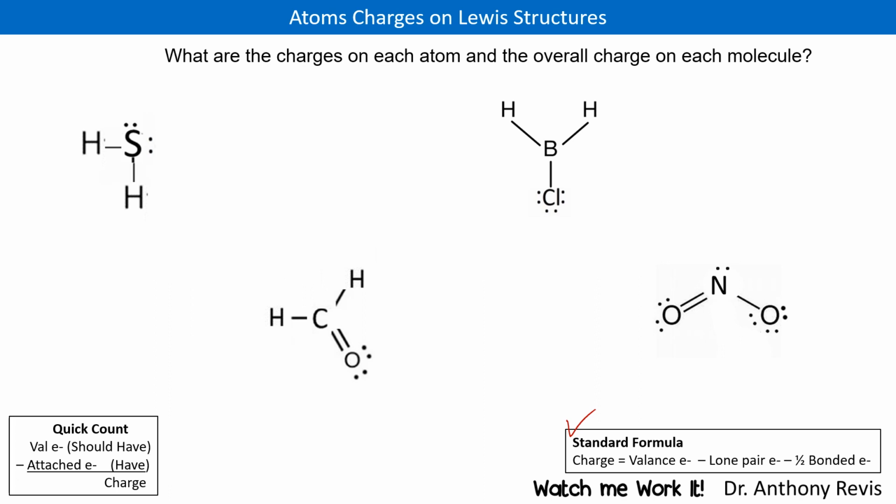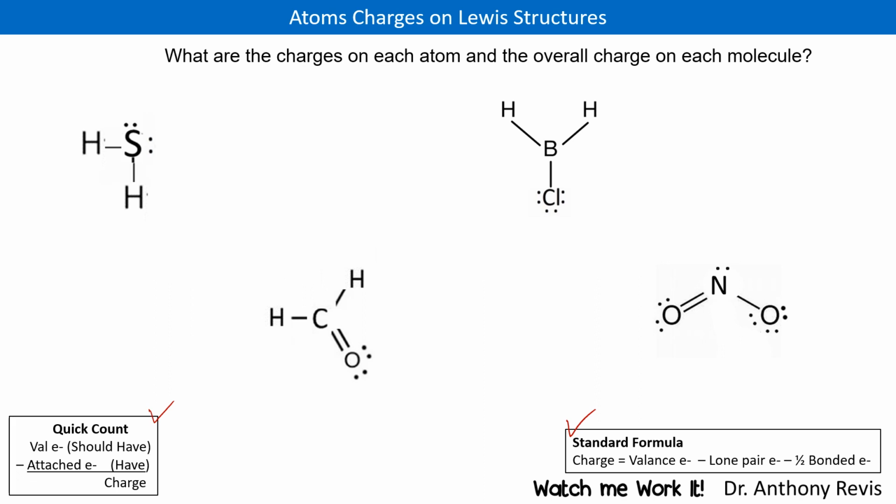Or you can do it by what I call the quick count method, which just changes the math a little bit, that's all. In this case, just take a look at the valence electrons. That's how many you should have, minus the ones that are attached. That's how many you have, and that gives you the charge. All right. I typically use the quick count method, but either method works. So let's do some problems here.